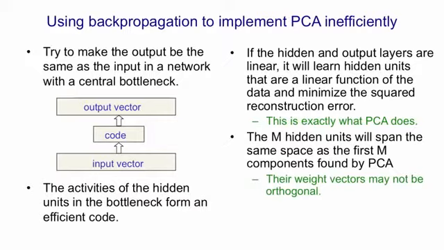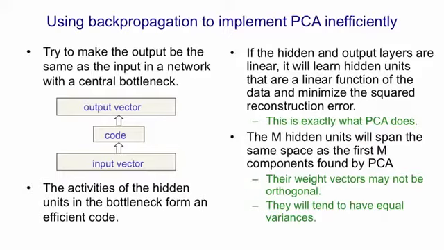components, may not be orthogonal, and unlike principal components analysis, they will typically have equal variances. But the space spanned by the incoming weight vectors of those code units will be exactly the same as the space spanned by the m principal components. So in that sense, this network will do an equivalent thing to principal components.